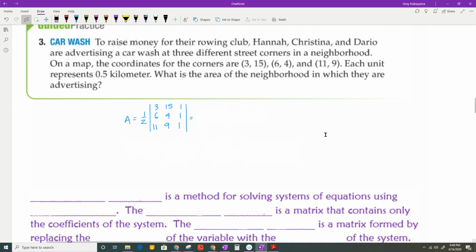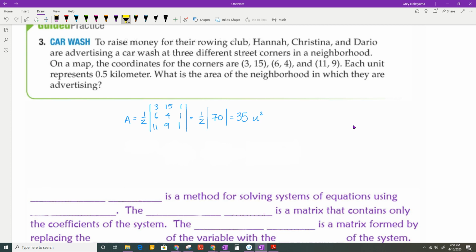These are my points, okay? 3, 1, 5, 6, 4, 11, 9. Fill in the last column with ones. And that's going to be 1/2 of that determinant, which is 70. So I should have told you to pause and go practice finding that determinant if you need to. 1/2 of 70 is 35 square units.